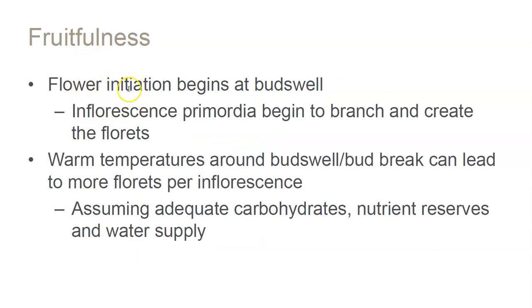Flower initiation itself, so basically the number of clusters per shoot, is determined the year before you actually crop it. Then the number of florets per inflorescence is determined at bud swell. So at bud swell of the current year, if temperatures are nice and warm, you have enough nutrient reserves, enough carbohydrate reserves, and the water supply is good, then you'll have maximum numbers of florets per inflorescence. So then you're setting yourself up well for the season.